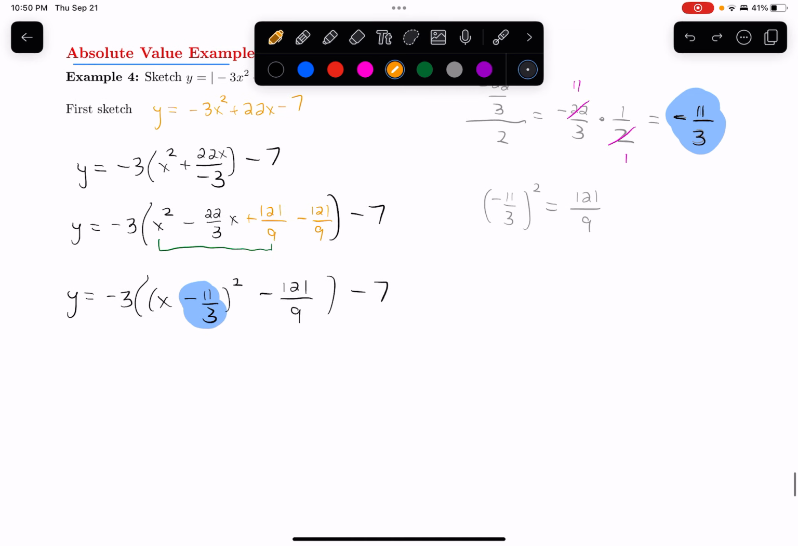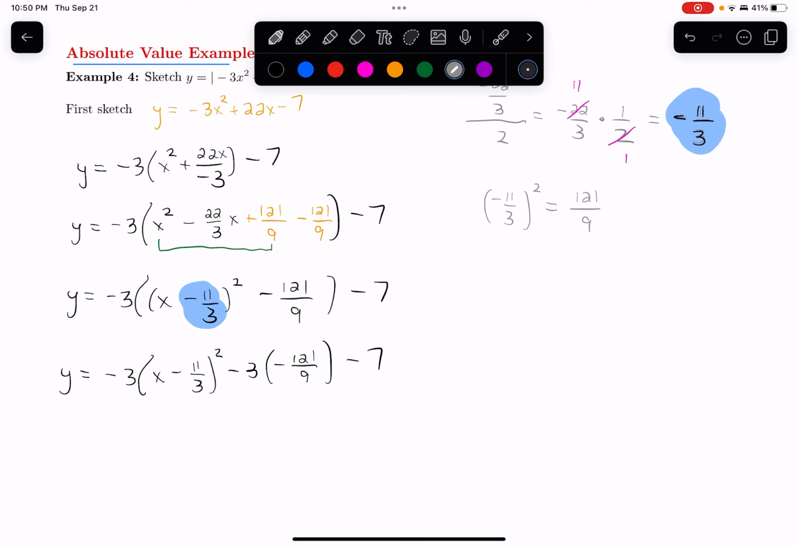All right. So next, I got that negative 3 in front. Let's distribute it to the perfect square, and let's distribute it to this fractional term. So doing that, we get y equals negative 3 times that perfect square, x minus 11 over 3 squared, and then it's a negative 3 times negative 121 over 9, and then minus 7 at the end.